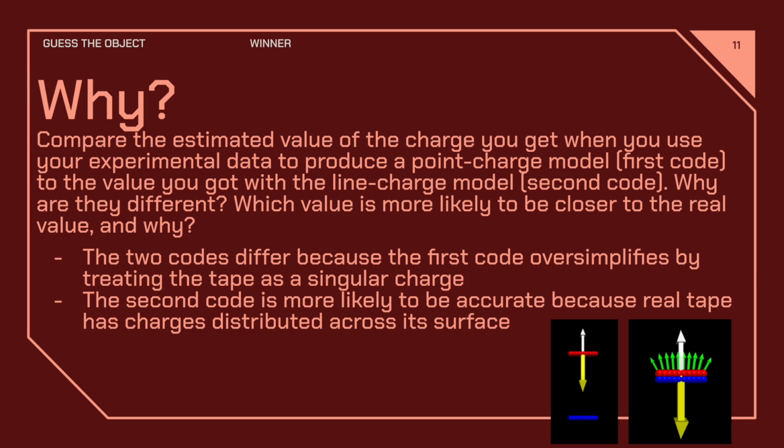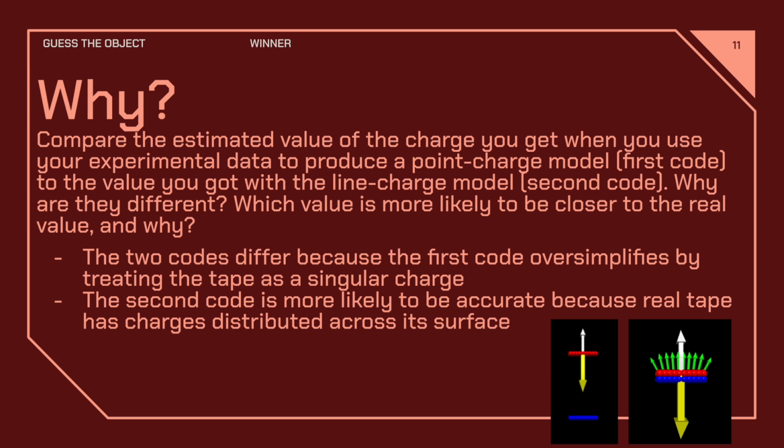Finally, to answer the why question. Compare the estimated value of the charge you get when you use your experimental data to produce a point charge model to the value you got with a line charge model. Why are they different? Which value is more likely to be closer to the real value, and why?